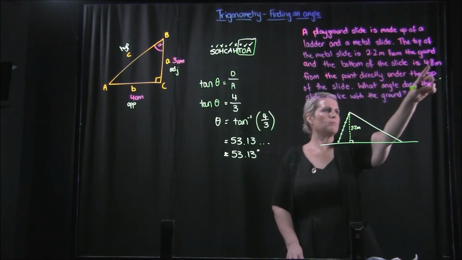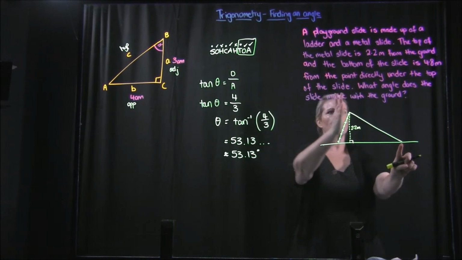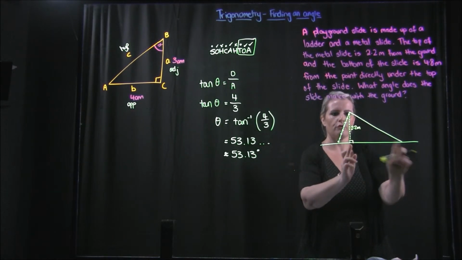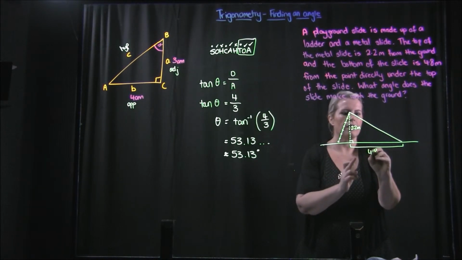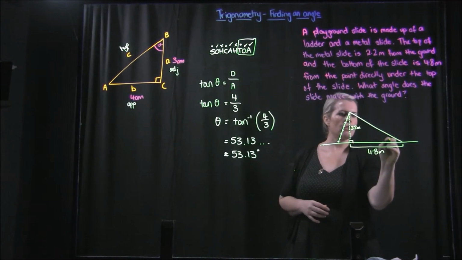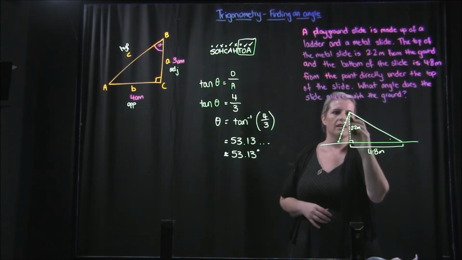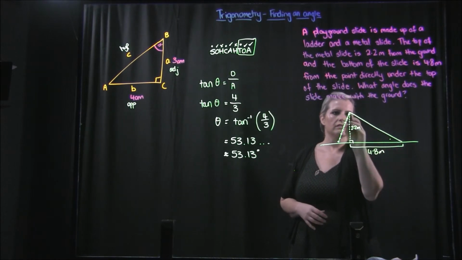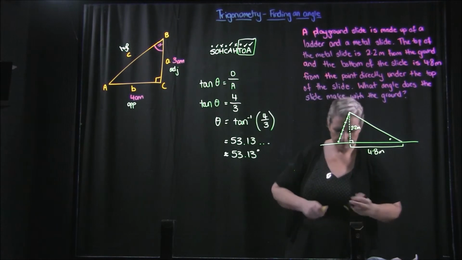And the bottom, so that's down here, is 4.8 meters from the point directly under the top. So from here to the bottom, 4.8 meters. What angle does the slide make with the ground? That's this bit here. There's the ground, there's the slide. This is the slide here. That's the ladder. So this is the unknown angle here.